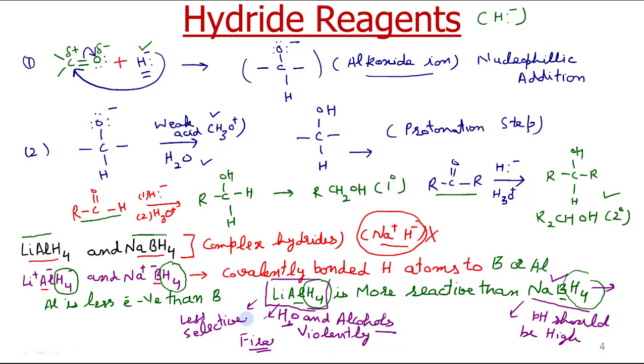Overall, this is the reaction of a carbonyl compound with the hydride reagent. This is a reduction reaction. As I said, what is reduction? Reduction is addition of hydrogen. You can see that overall two hydrogen atoms have been added and the product is an alcohol. If it is an aldehyde, the product is a primary alcohol. If it is a ketone, the product is a secondary alcohol.